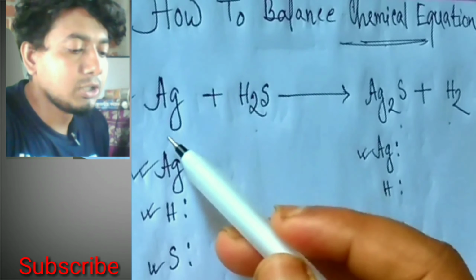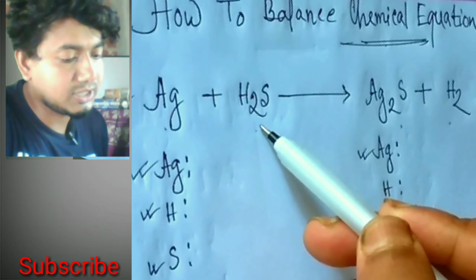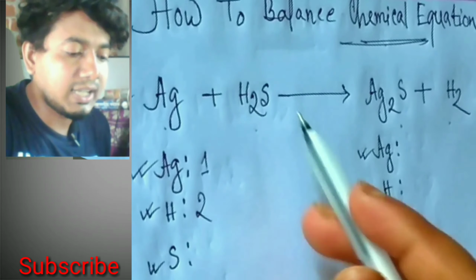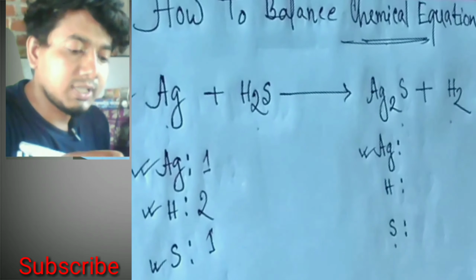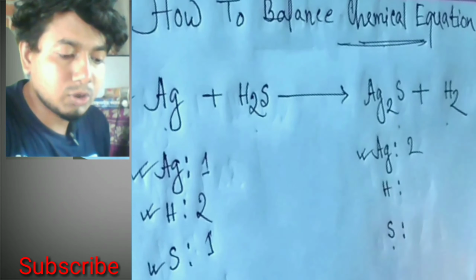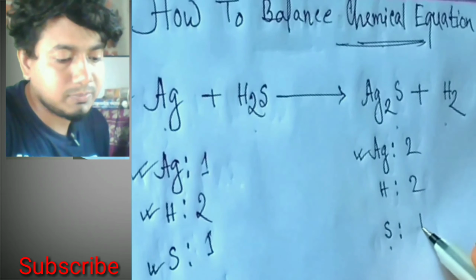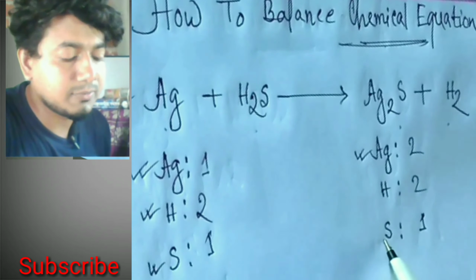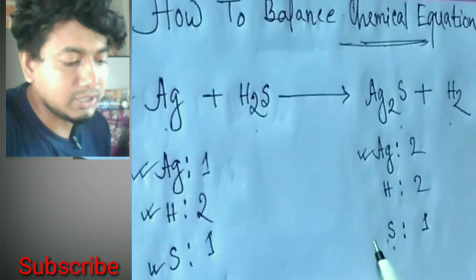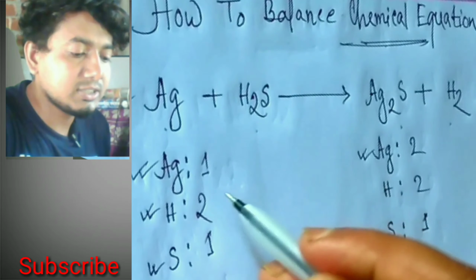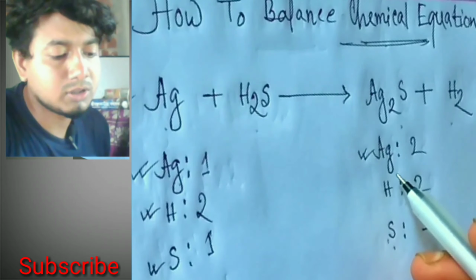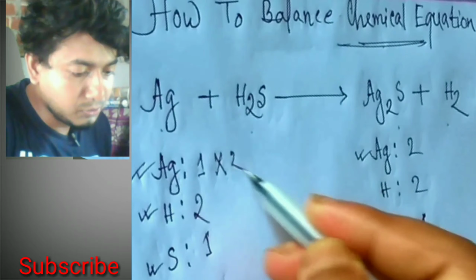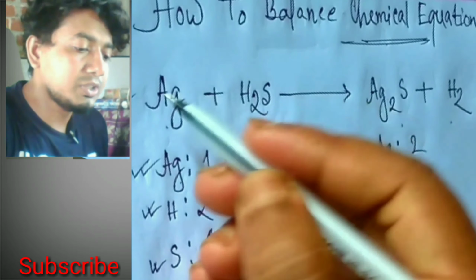So here you can see 1 mole silver reacts with hydrogen sulfide. So 1 mole is here, hydrogen is 2 mole and sulfur is 1 mole. And also here silver is 2 mole, hydrogen is 2 mole, sulfur is 1 mole. So you can see here hydrogen and sulfur are similar or equivalent. All we have dissimilar is 1 mole silver and here 2 mole silver. So if I multiply it by 2, put that 2 here.